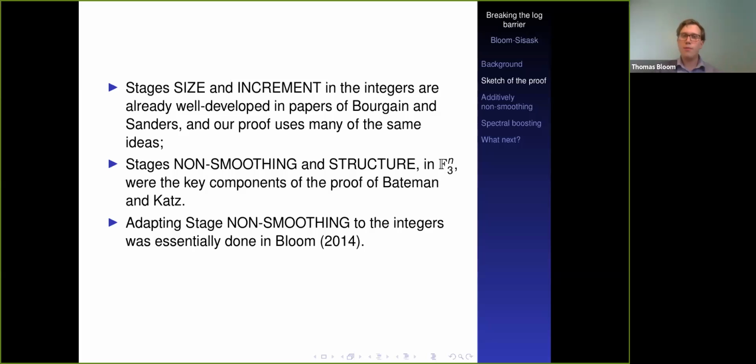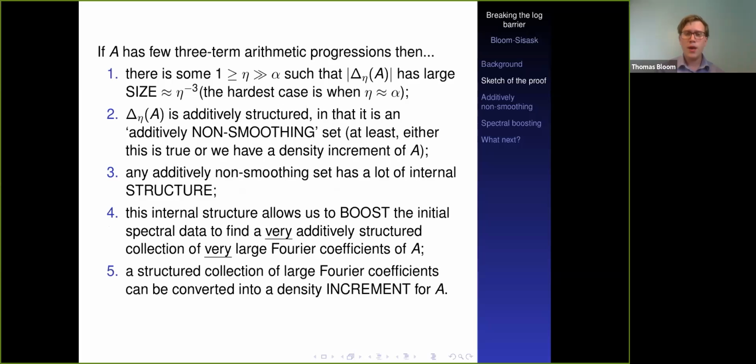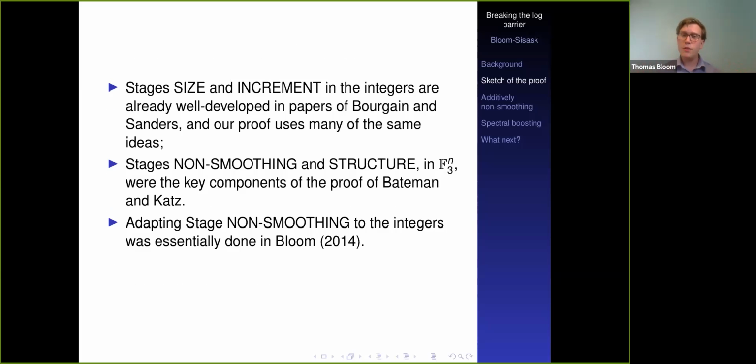So we use a lot of the same ideas and a lot of the work previously done by Bourgain and Sanders there. Stages non-smoothing and structure, so this was the 2nd and 3rd step. Basically in F3 to the n, that's exactly how the proof of Bateman and Katz goes. That's what allowed them to make their breakthrough result. And so that was in F3 to the n.